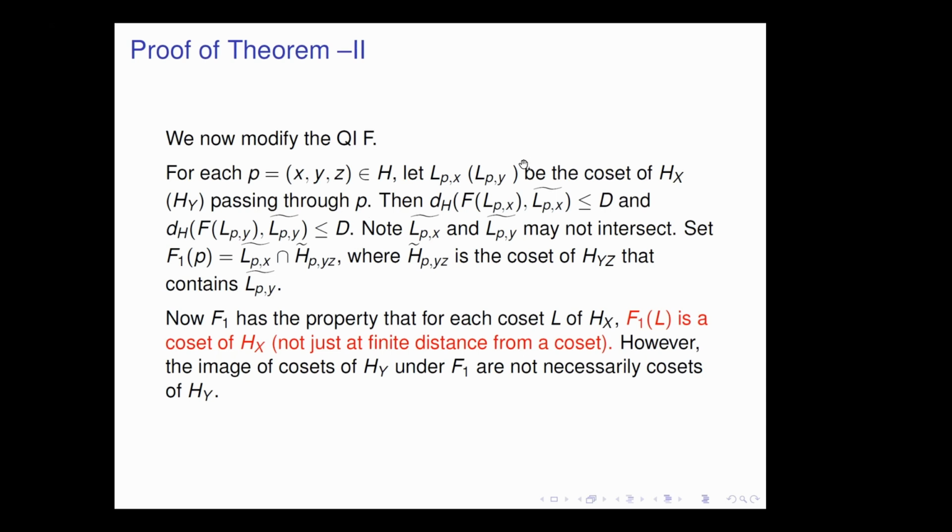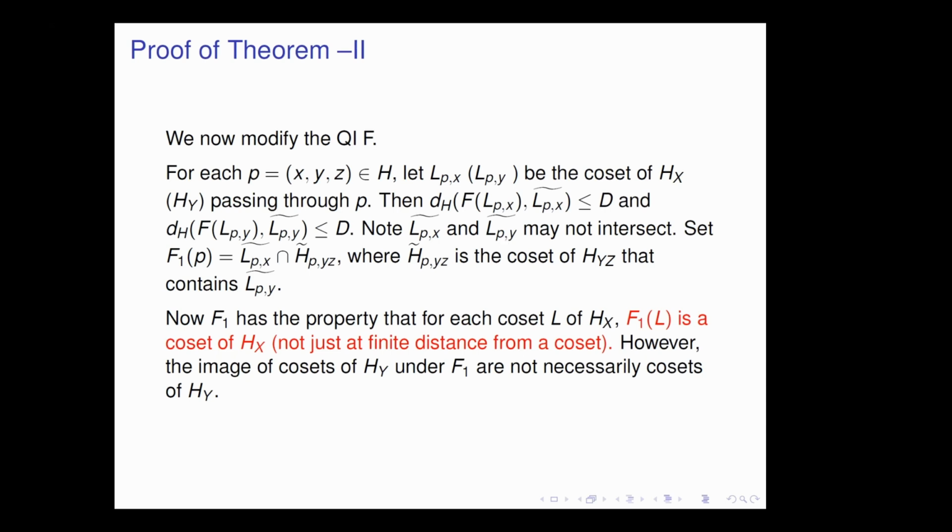By choice, these two cosets, LPX and LPY, both pass through the point P. However, in the image, LPX tilde and LPY tilde may not intersect. These cosets tilde are not uniquely determined. You can shift a little bit in the vertical, central direction and it will still be okay. So there's no reason to believe that LPX tilde and LPY tilde would intersect. In general, they don't intersect.